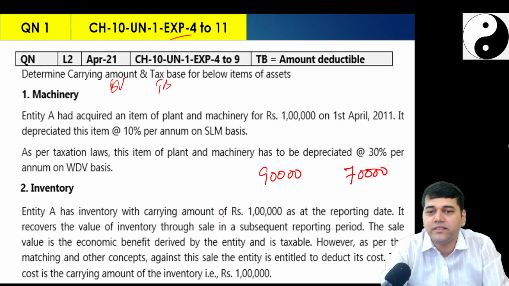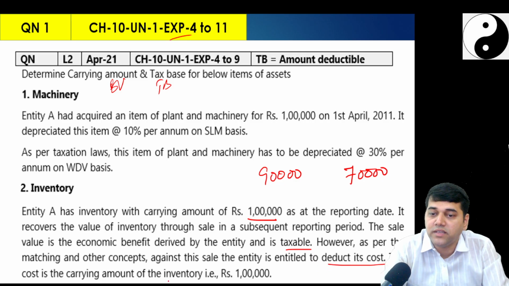Next, inventory has a carrying amount of 1 lakh at the reporting date. It recovers its value through sales in the subsequent period. The sale value is the economic benefit derived by the entity and it is taxable. Oh, that means when you sell in the future, that becomes taxable. However, as per the matching and other concepts, against this sale, the entity is entitled to deduct its cost. The cost is the carrying amount of the inventory, 1 lakh. 1 lakh is my book value. What is your tax base?